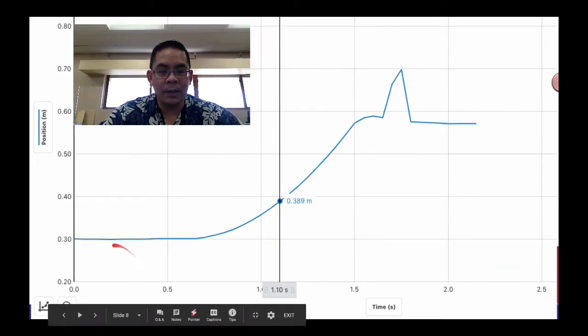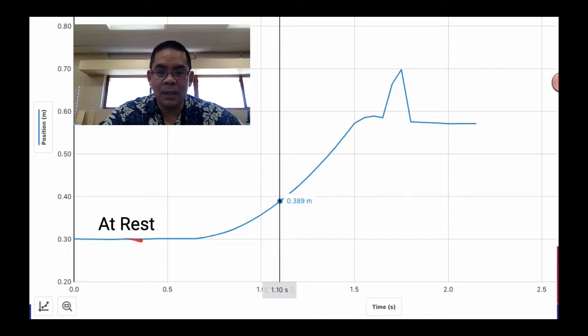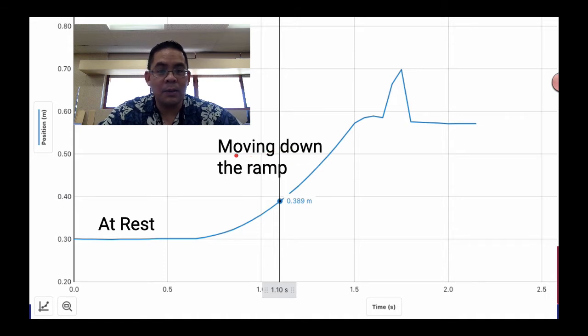When looking at our data, you can see that over here is when I didn't let go yet. That's basically when it was at rest. And then we transition into this part where it's starting to move away from the motion detector. That's the time region when it's moving down the ramp, when it's accelerating, where it's speeding up.